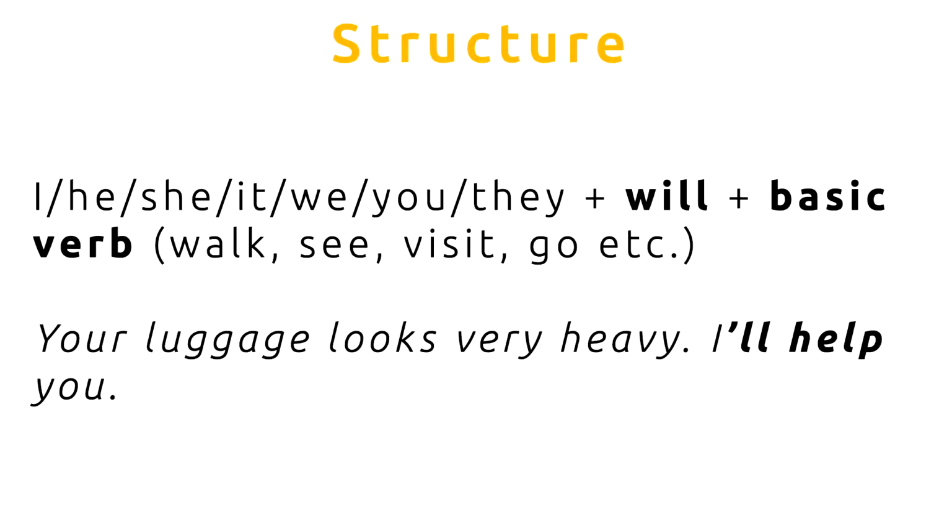Now let's look at the structure for will. It's quite easy. It's basically I, he, she, it, we, you, they, etc. plus will plus a basic verb. So even if you use a name like Anthony or Sarah, you can just use will plus a basic verb. Here's an example. Your luggage looks very heavy. I'll help you.